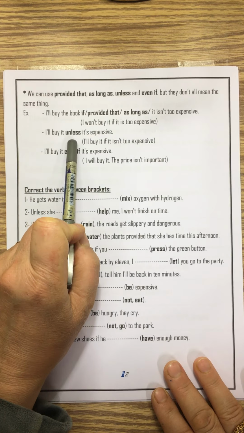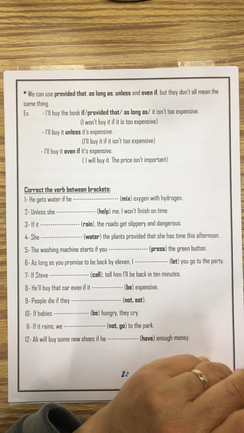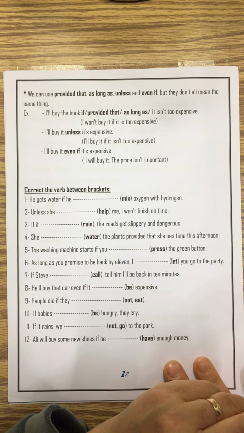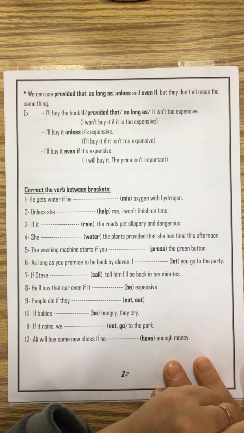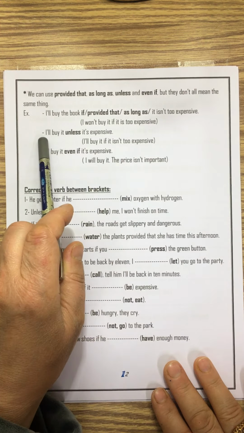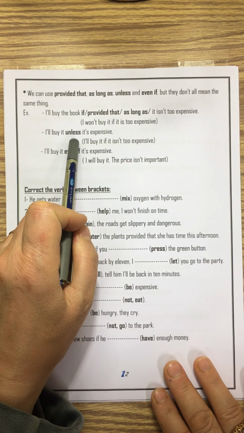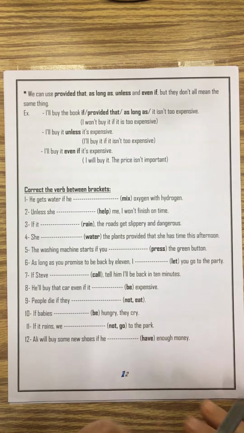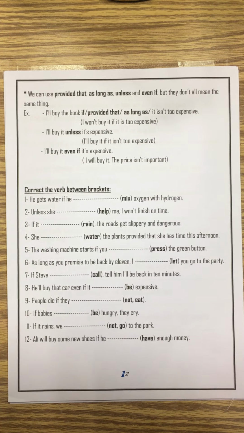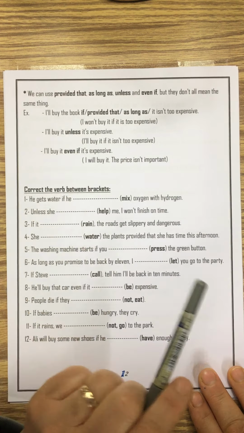Okay, we need to be careful that unless is not followed by not, because unless means if not. So you cannot use two negatives in the same sentence or in the same clause, sorry. So here in this clause we can use will not, we can use will, but with unless we cannot use negative. We cannot use the word not or a negative with unless. Okay. So unless means if not.